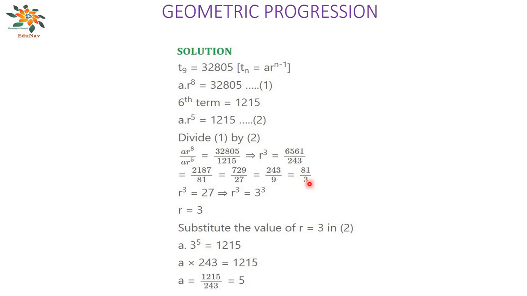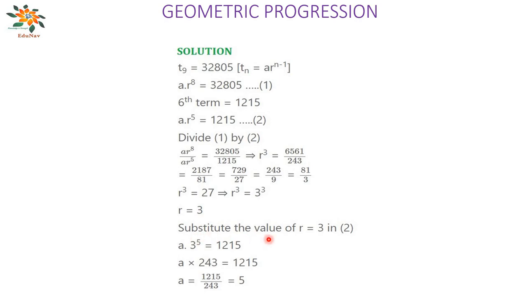But what is 81 by 3? It is equal to 27. Therefore we have r cube equal to 27. But 27 can be rewritten as 3 cube. Now since r cube equals 3 cube, we can write r equals 3. How did we get r to be equal to 3? Because in the above step, since the powers are the same, we can equate the bases. That is how we have the value of r equal to 3.